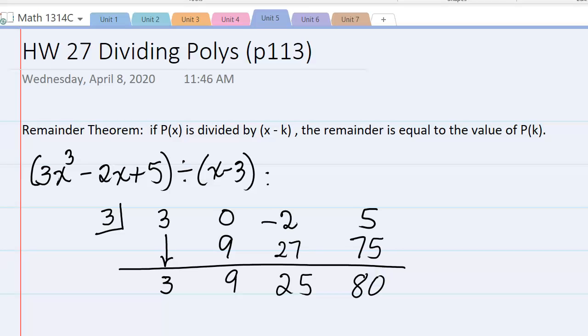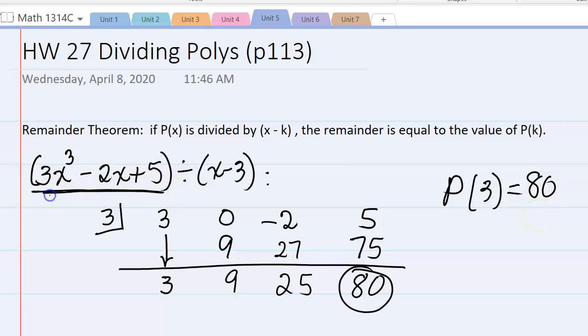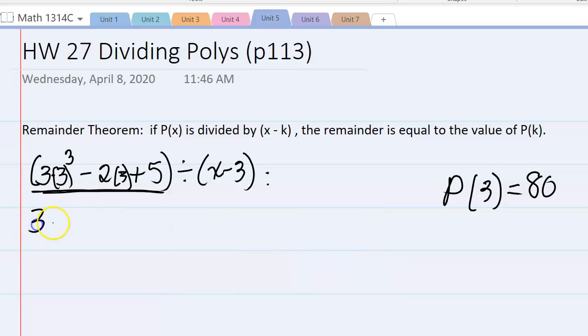What the remainder theorem says is that the remainder, 80 in our case, is the same value one would get if you let x equal 3 and found p of 3. Remember, p of x is our dividend, or 3x cubed minus 2x plus 5. Let's do that here. Let x equal 3 and find p of 3, which would be 3 times 3 cubed minus 2 times 3 plus 5. Using order of operations, we find that p of 3 is equal to 3 times 27 minus 6 plus 5, or 81 minus 6 plus 5, which is 80.